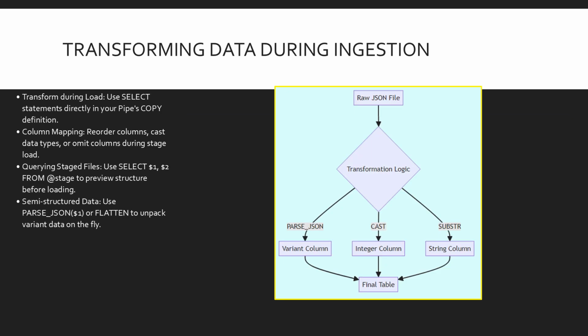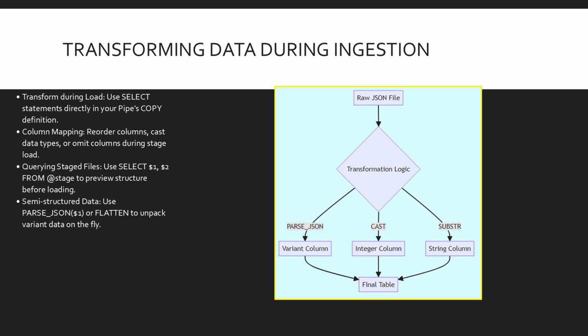You don't always want to load raw data exactly as is. You can transform it right at the stage level. Inside your pipe definition, instead of just saying copy into table, you can write copy into table from select. This allows you to cast data types, reorder columns, or parse JSON using parse JSON before it ever hits the table. It is efficient because it leverages the compute used for loading to do light transformation, saving you a step later on.